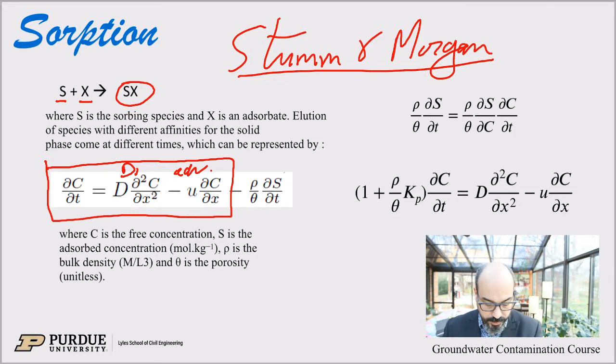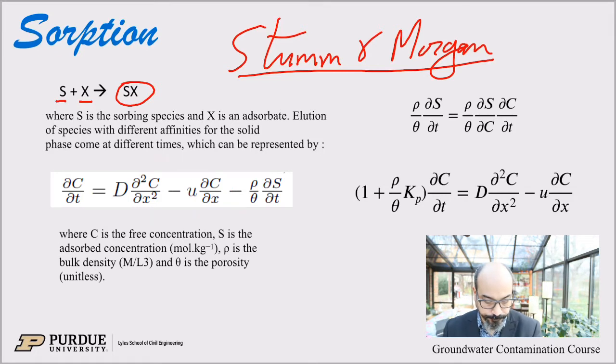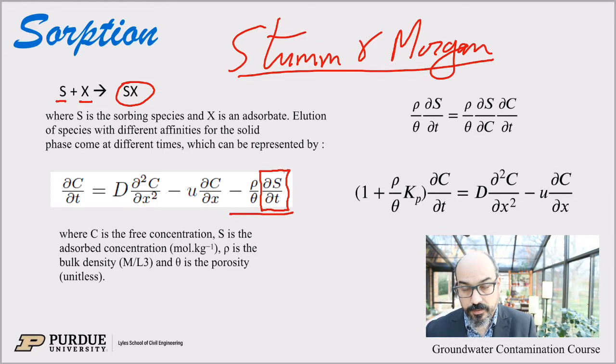Here, if we look specifically at sorption, what we're looking at is the change in the sorbed concentration. So S, again, is the sorbing species, the species that gets attached, and that's the concentration we want to track. We want to know how much of this species is on surfaces now, and that's S.